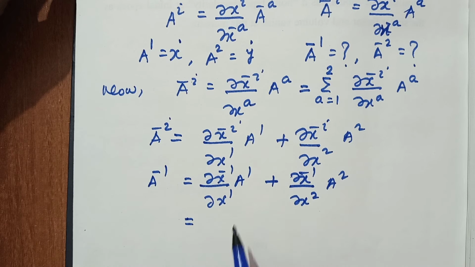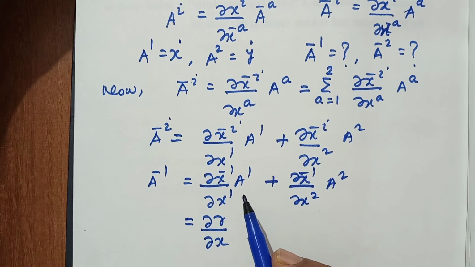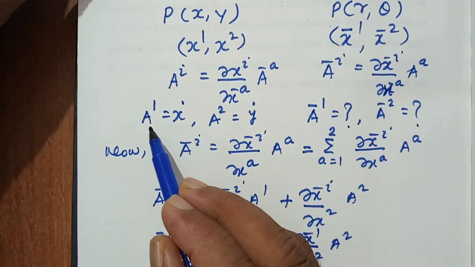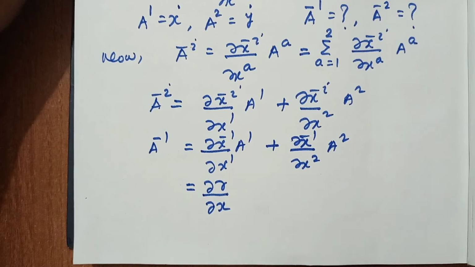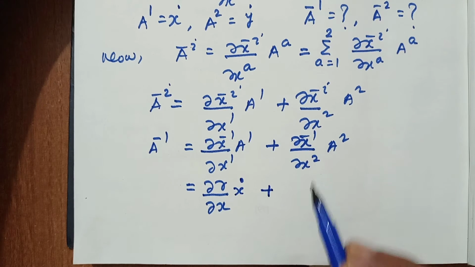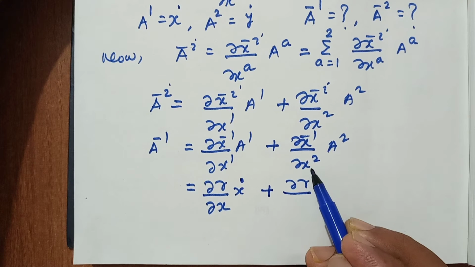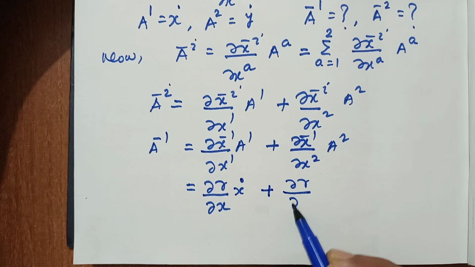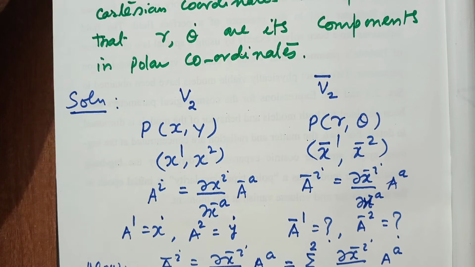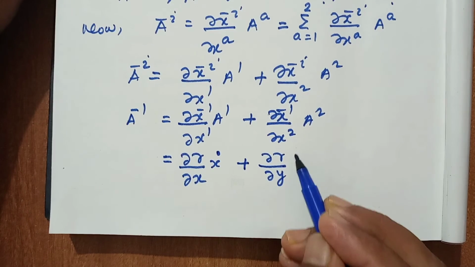So this equals del r upon del x, A1, and A1 is nothing but x dot, because x dot is given. So x dot, plus, x bar 1 means r, so del r upon del y, since x2 means y. A2 is given, and A2 means y dot. So here this is y dot.